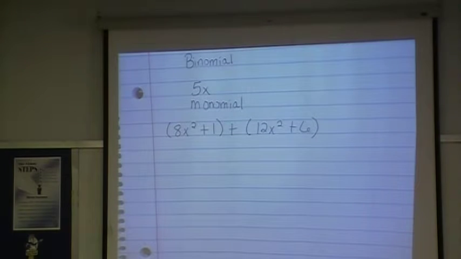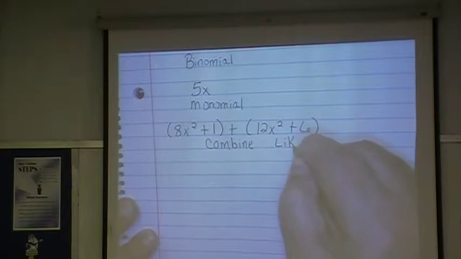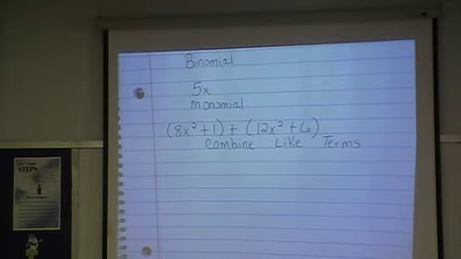so here's our example. If I was reading this, I'd say, okay, I have two binomials. I have 8x squared plus 1, that's one binomial. I'm adding it to another binomial, 12x squared plus 6. Okay? When you are adding, all you have to do is combine like terms. See, you guys combine like terms in 6th grade and 7th grade, but the word terms, you probably didn't know why it was called terms. I want to explain it to you. You're combining the numbers that are alike.